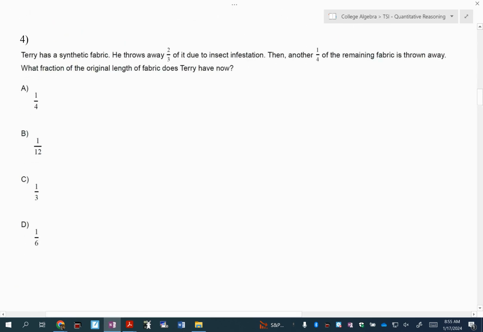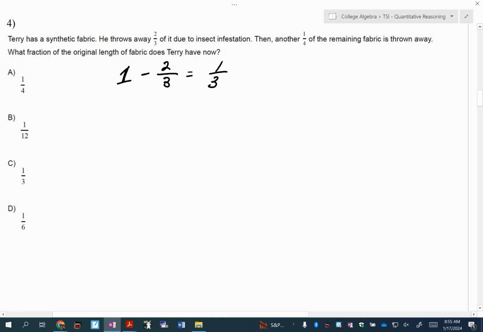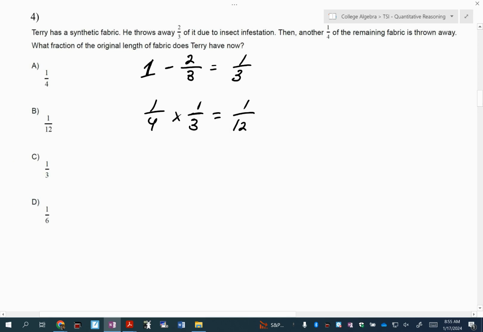Okay, number 4. Terry has a synthetic fabric. He throws away 2/3 of it due to an insect infestation. That's a hard word to say, infestation. There we go. So 2/3 is thrown away, which means 1/3 is left. Then another 1/4 of the remaining fabric is thrown away. So that's 1/4 of the remaining, right? Of means multiply. 1/4 of the remaining 1/3 is 1/12 thrown away. So what fraction of the original length of fabric does Terry have now?